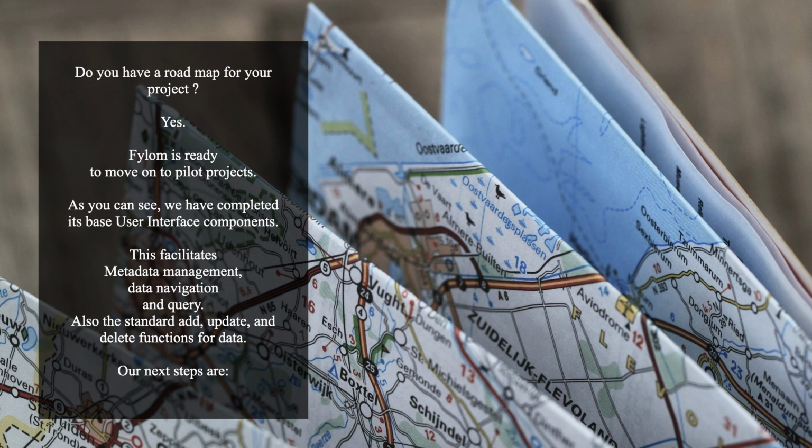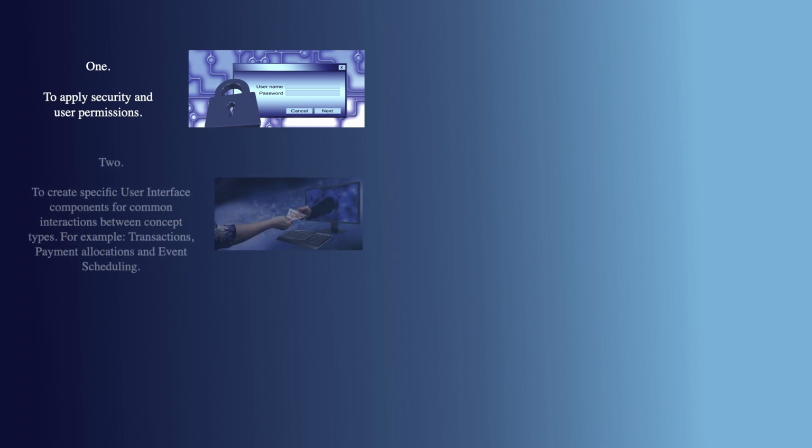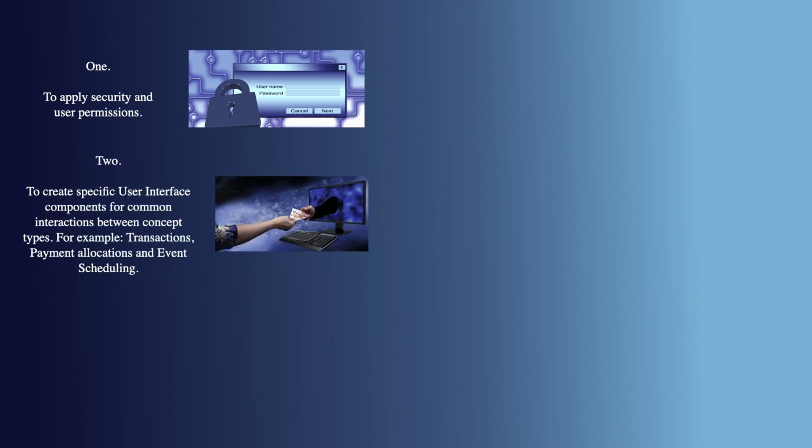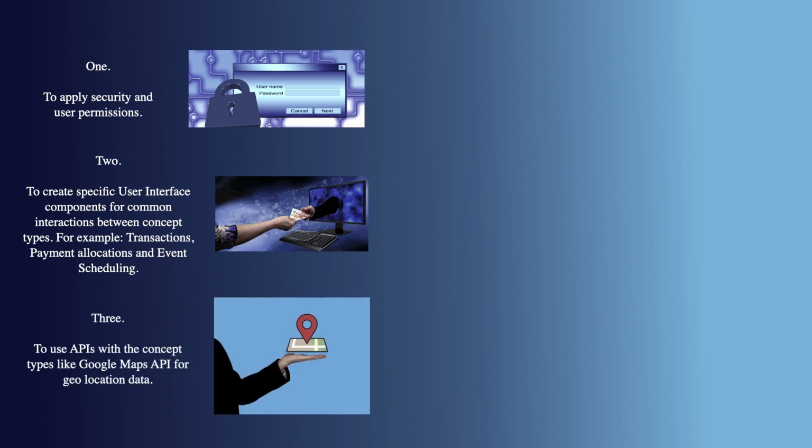Our next steps are: 1. To apply security and user permissions. 2. To create or use specific user interface components for typical processes between concept types, for example, transactions, payment allocations, and event scheduling. 3. To use APIs with the concept types, like Google Maps API for geolocation data.